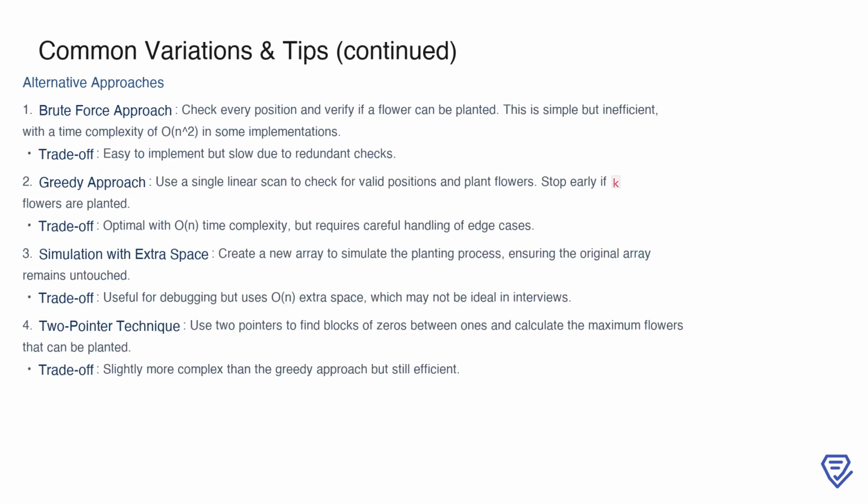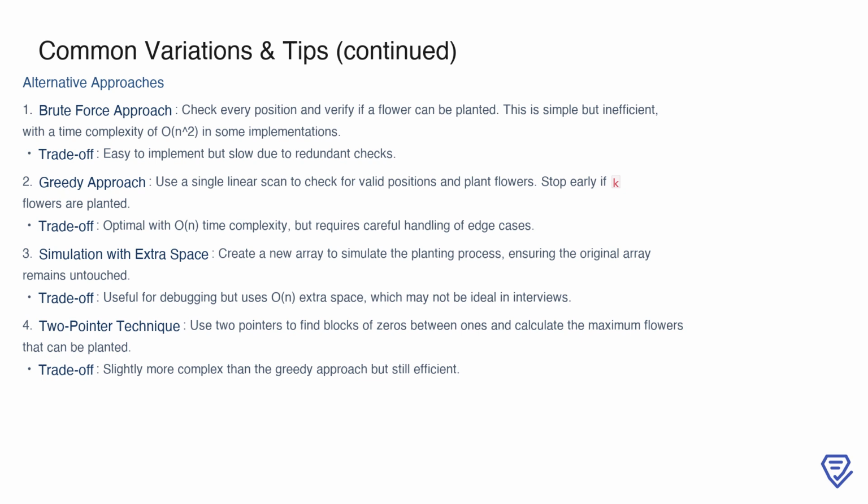There are several approaches to solving the flower placement problem, each with its own trade-offs. The brute force approach involves checking each position in the flower bed to see if a flower can be planted. While this is straightforward to implement, it can be inefficient, with a time complexity of O(n squared) in certain cases due to redundant checks. A more optimal method is the greedy approach, which uses a single linear scan to find valid positions and stops early once the required number of flowers are planted. This method is efficient with O(n) time complexity but requires careful handling of edge cases.